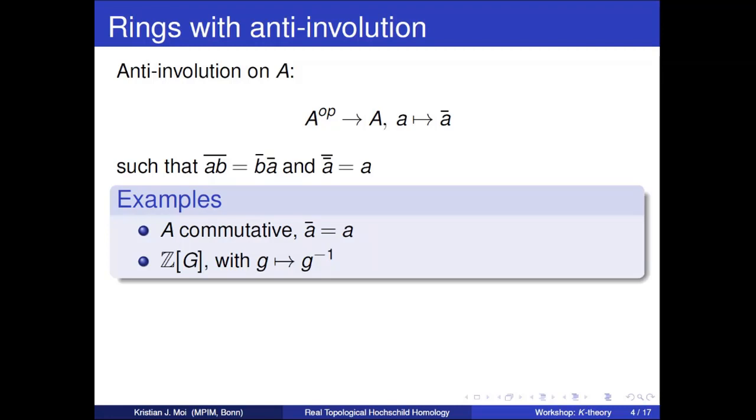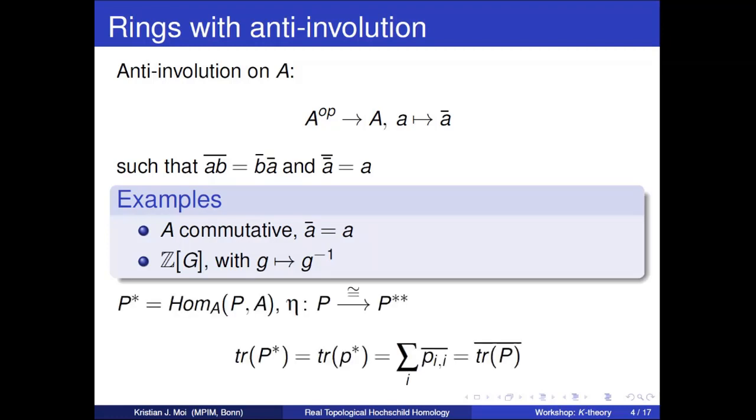And this is also what I mentioned, so also when Hattori and Stallings were studying this in the first place, this was one of their primary examples to study the trace map. Okay, so let's say we have P, a right module over the ring. If you have an involution, then there's also a right A module structure on the dual. So I'm going to write P star, this star is the dual.